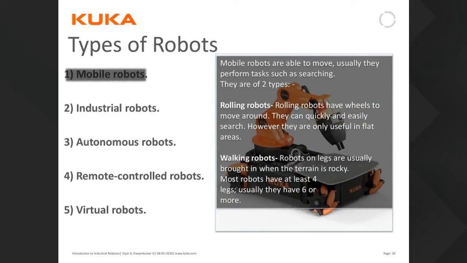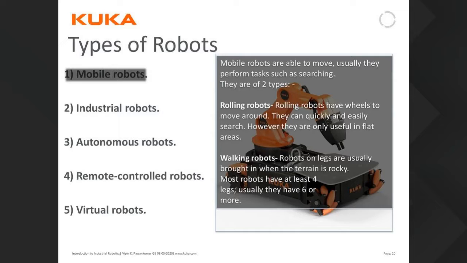Mobile robots are able to move. Usually they perform tasks such as searching or transportation. It is not standalone, not fixed anywhere. It can move. In that there are 2 classifications: one is the rolling robot and another is the walking robot.